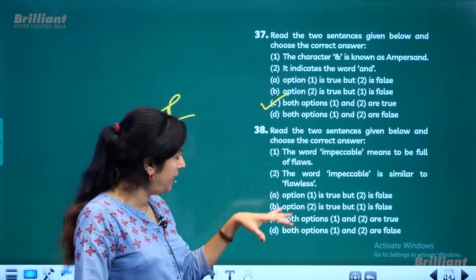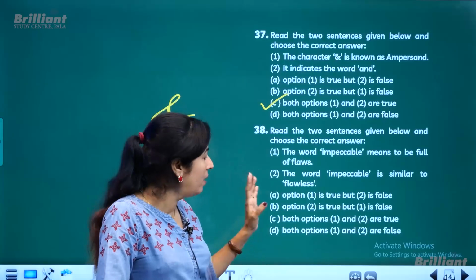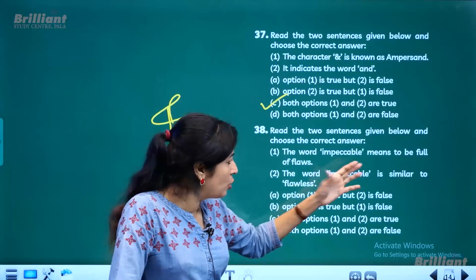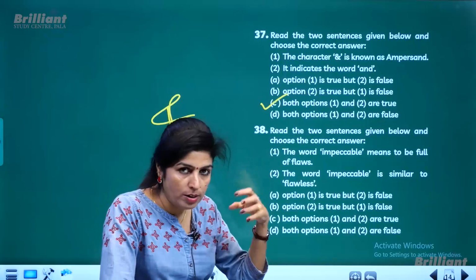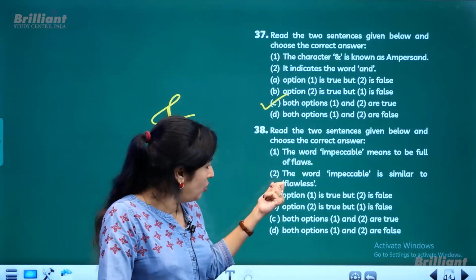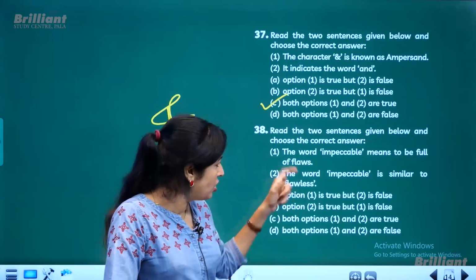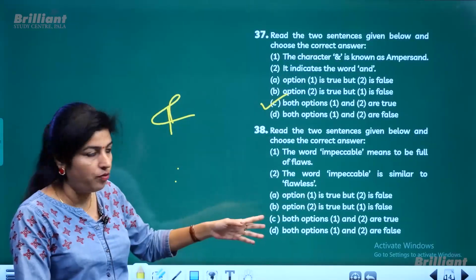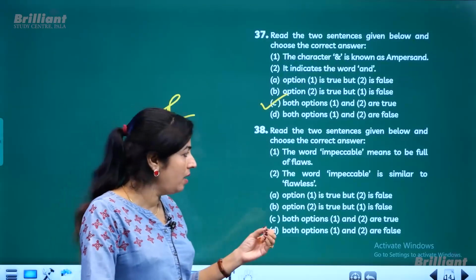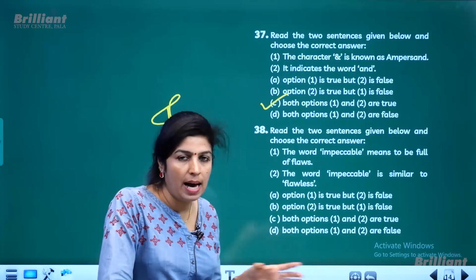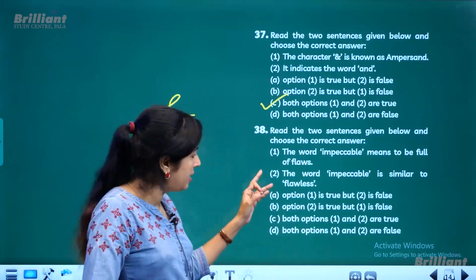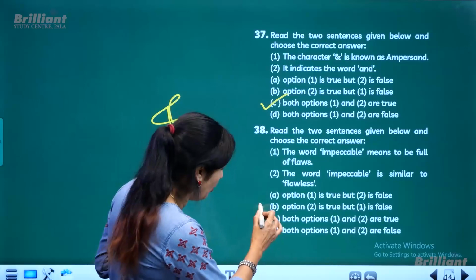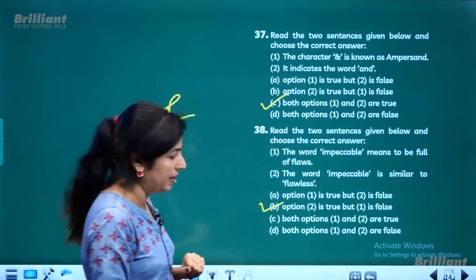Okay. The next, one more of the same type. Two more statements. The word impeccable means to be full of flaws, full of faults or errors. Then 2, the word impeccable is similar to flawless, just the opposite, contradictory: full of flaws and flawless, not with any flaw. So impeccable means flawless, absolutely free of errors. So statement 2 is correct, 1 is wrong. 2 is true, but 1 is false.